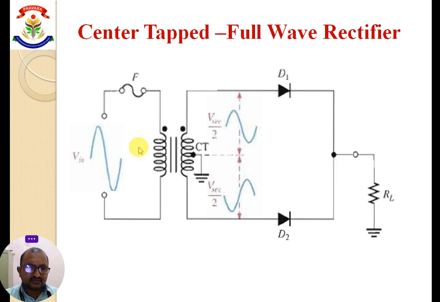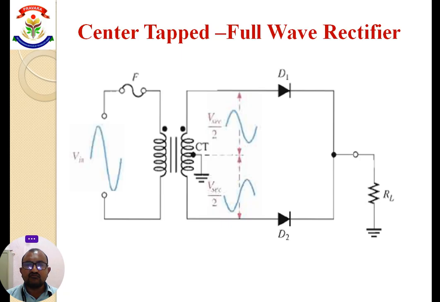Please see here, this is the figure. This is the transformer, this is the primary winding, and the AC voltage input is given to the primary winding. The output is taken from the secondary winding. You have to see that the secondary winding has three terminals. Suppose this is the A terminal, this is the B terminal, and this one is the C terminal. It has three terminals, which means the center of the transformer is tapped.